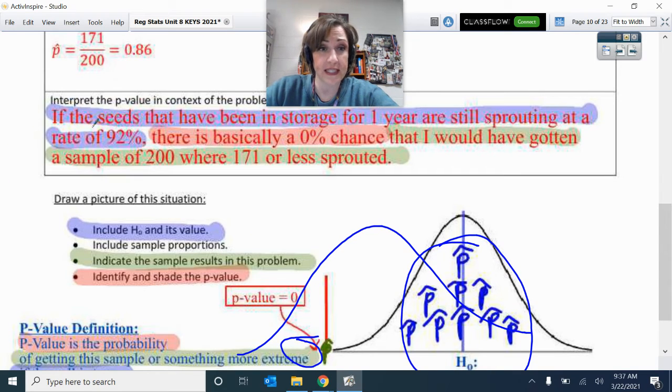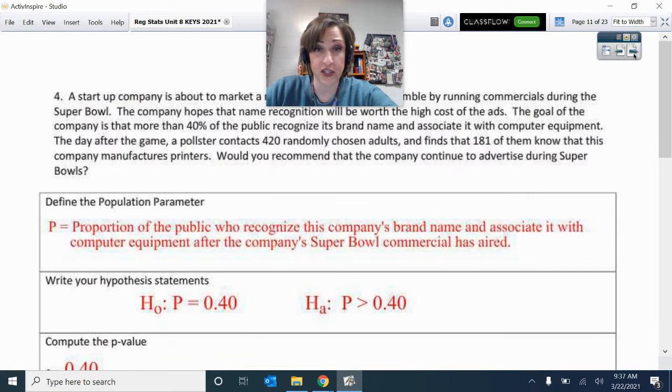So if the seeds that have been in storage for 1 year are still sprouting at a rate of 0.92, or 92%, then there's a 0% chance that I would have gotten a sample of 200 where 171 or less sprouted. So there are those 3 pieces to the p-value definition.